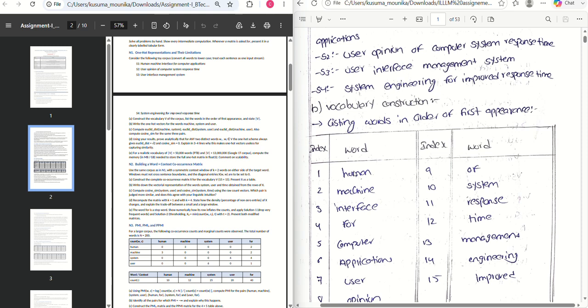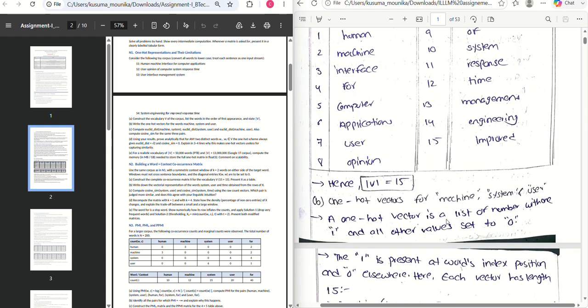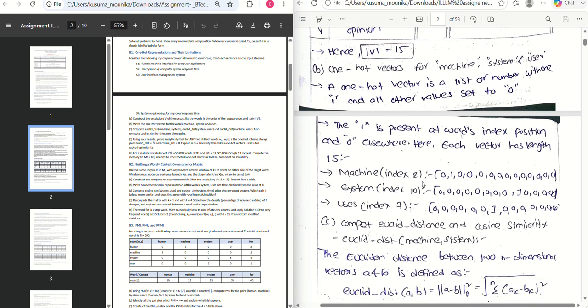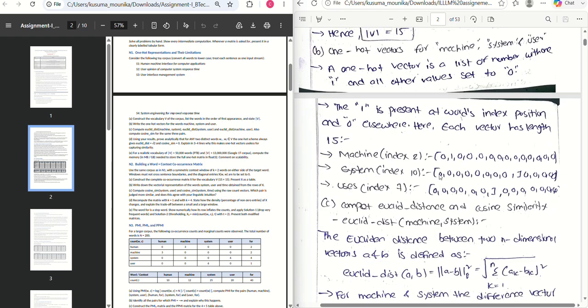So for missions, if we observe, the index is 2. So here we have kept a 1 at index 2 and the rest are all 0. The same follows for systems and users.